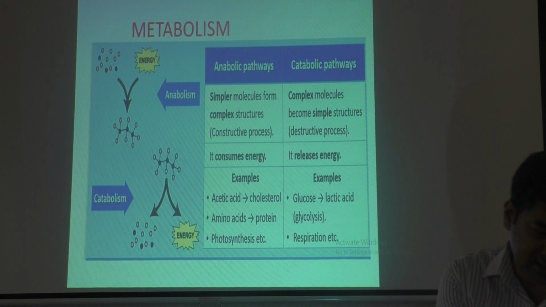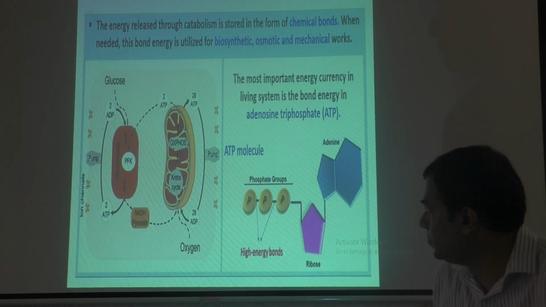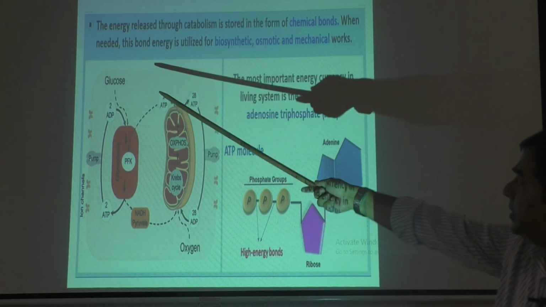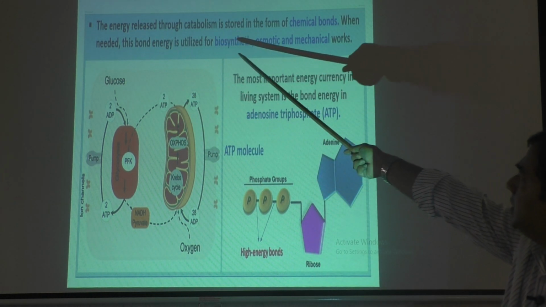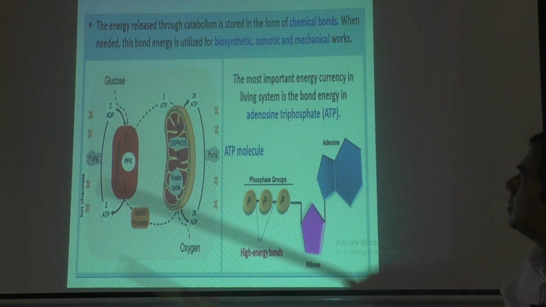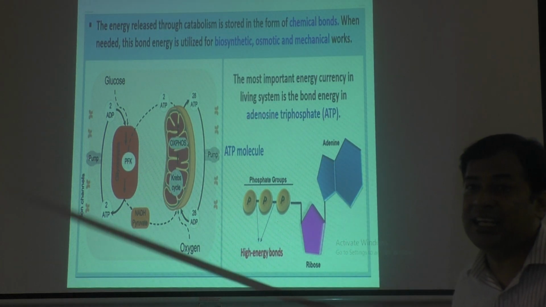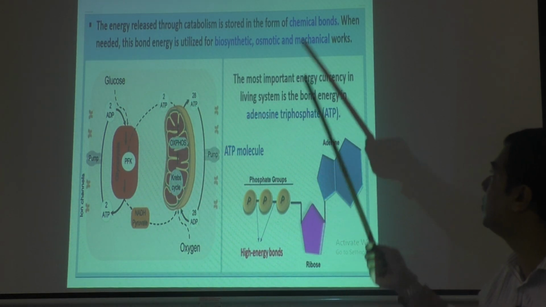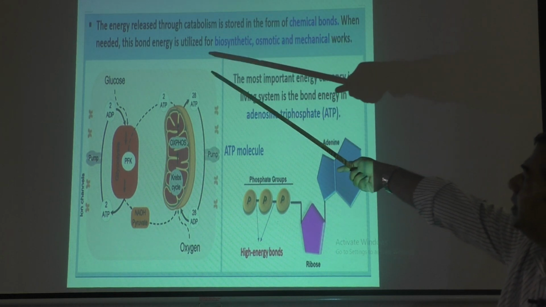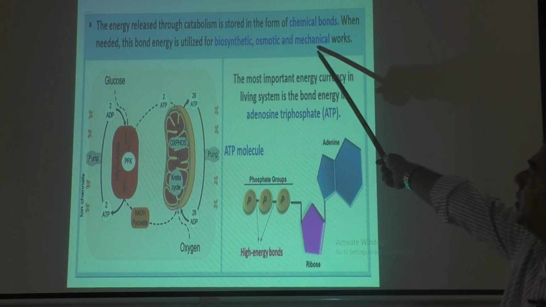We will see the next slide. You can see that they are showing structures. Same under metabolism only. The energy released through catabolism is stored in the form of chemical bonds. So energy released by catabolism, in a breakdown process, ATP is released, that is an energy rich molecule, which is stored in the form of chemical bonds. When needed, this bond is utilized for biosynthetic, osmotic and mechanical works.